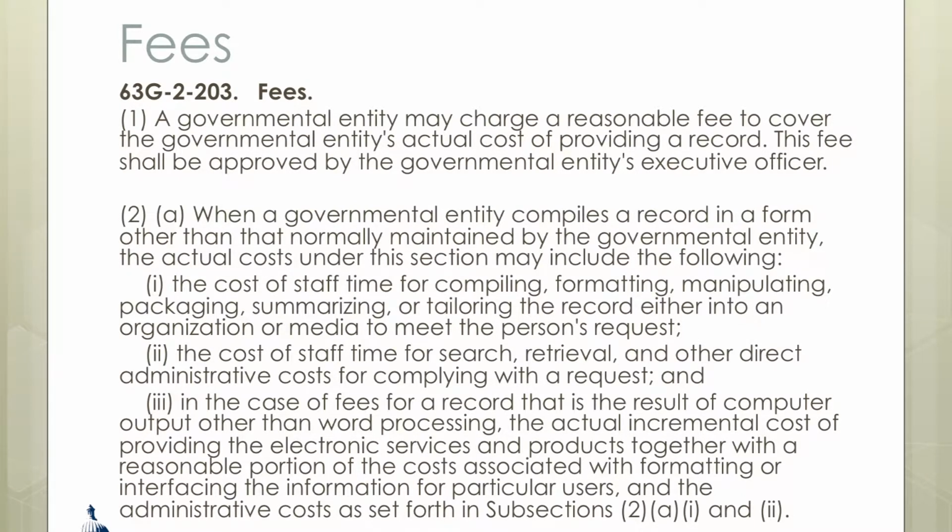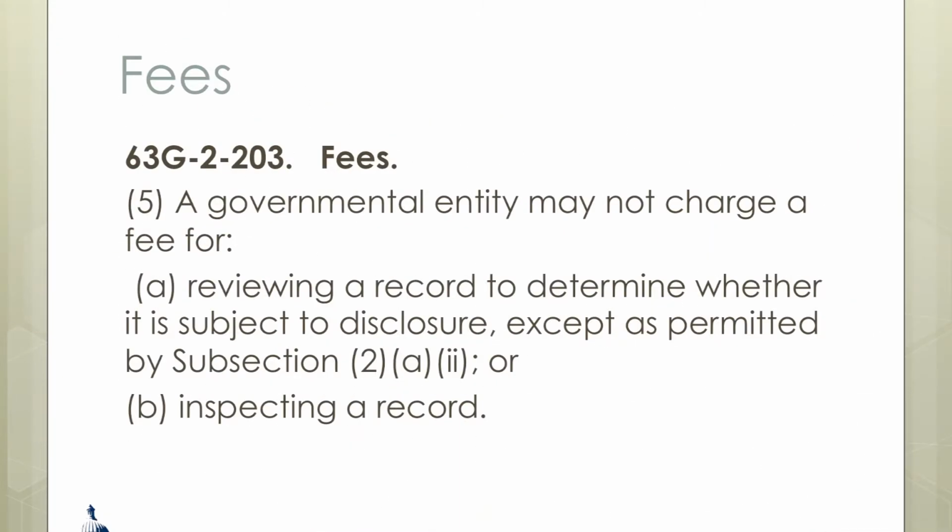The cost of staff time for compiling, formatting, manipulating, packaging, summarizing, or tailoring records, either into an organization or a media to meet the requester's needs. The cost of staff time for search and retrieval, other direct administrative costs. And in the case that fulfilling a record request requires computer programming, you can charge for that. And then it goes on to say what you can't charge for. A governmental entity may not charge a fee for reviewing a record to determine whether it's subject to disclosure, and you cannot charge for inspecting a record. So, does that all make sense?